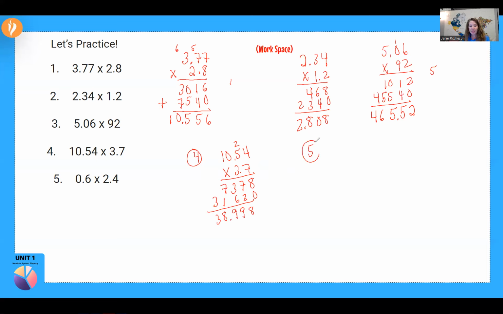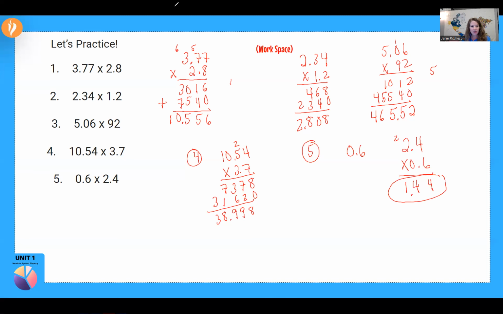And then number 5, 0.6. Now on this one, I'm going to put the 2.4 on top. All right, so now we are going to multiply 6 times 4, 24, carry the 2. 6 times 2 is 12, plus 2 is 14. And then I would do a line of zeros, which doesn't affect my answer, right? The important part is knowing that there's only 2 digits behind the decimal, so my answer is 1.44.